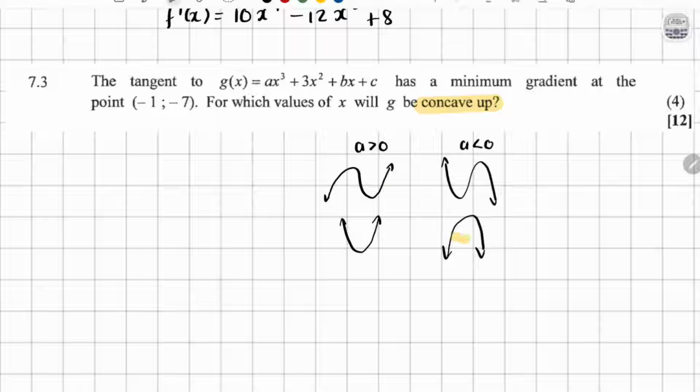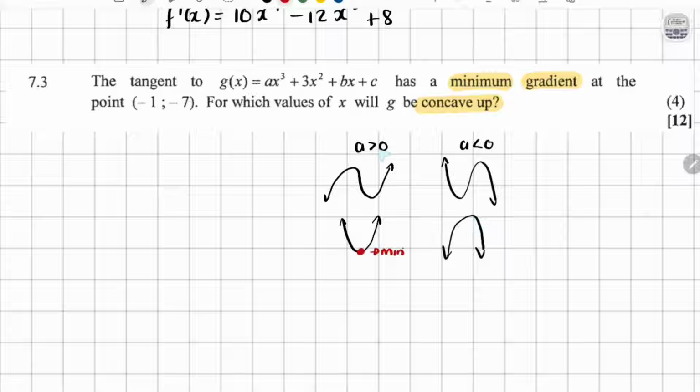So this represents the gradient, but they're saying that it has a minimum gradient, meaning its gradient has a minimum value. So the only type of parabola of a cubic function's gradient that will have a minimum value would be this one, because this has a minimum value. Here's your minimum. That's the lowest point that this parabola can go. This one has a maximum.